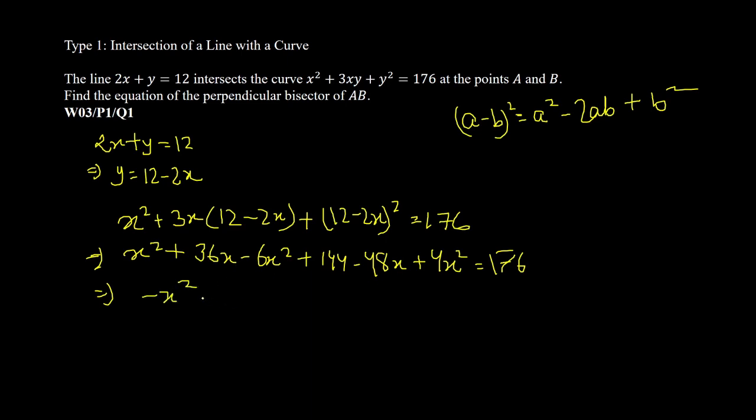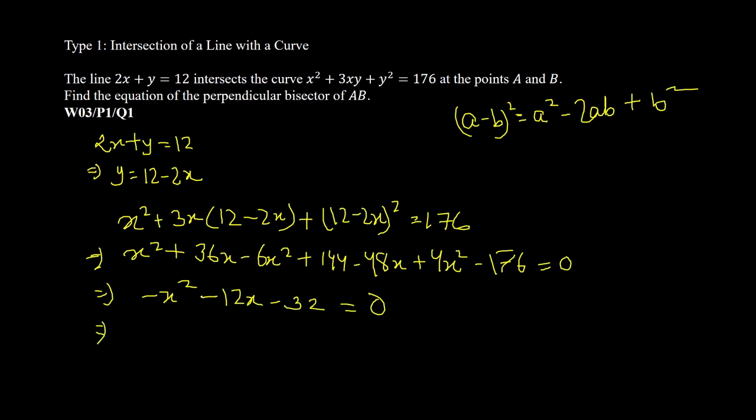Then this one is going to be minus 12x, and then we take this 144 and subtract that from the 176 we have here. The reason I did this is because I want to have everything on one side and the other side is going to be 0. Let me show you. 176 minus 144 is going to be minus 32 equal to 0.